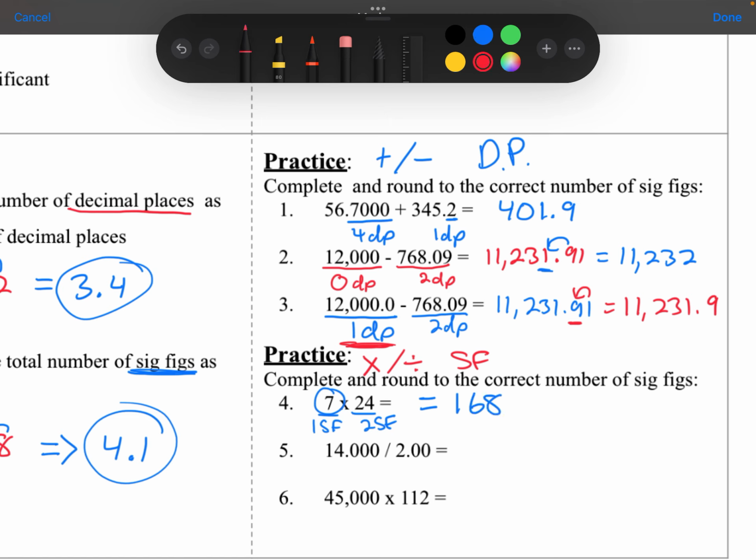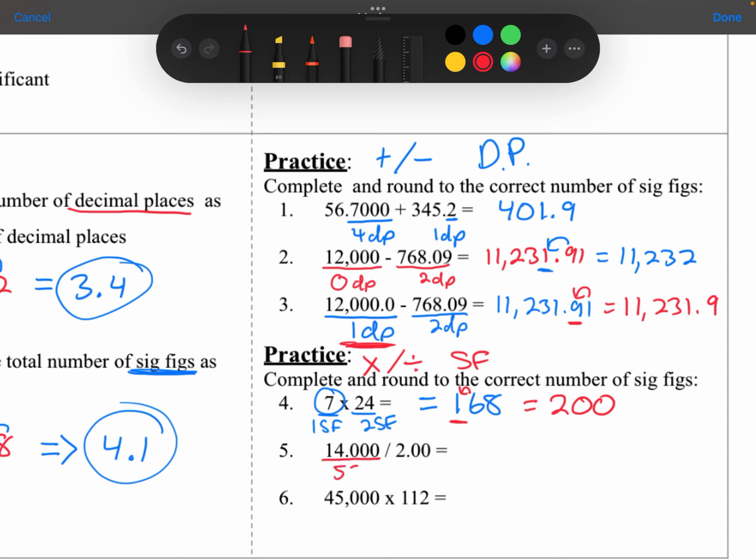But if I want to round that answer off to 1 sig fig, that means I'm rounding to this place. That 6 is going to round that 1 up to a 2, and my answer is actually going to be 200, which again feels very weird and very wrong to do, but you're going to need to get used to it.